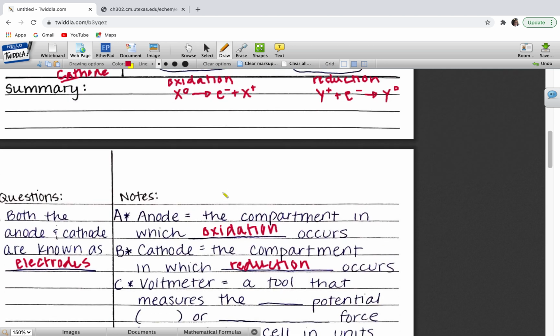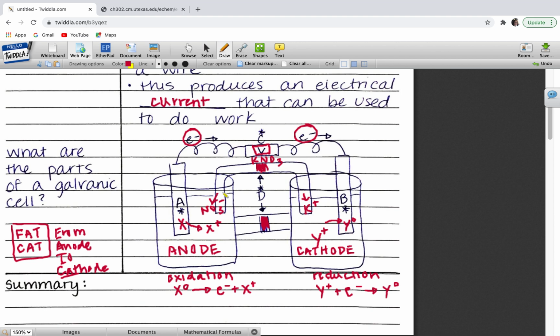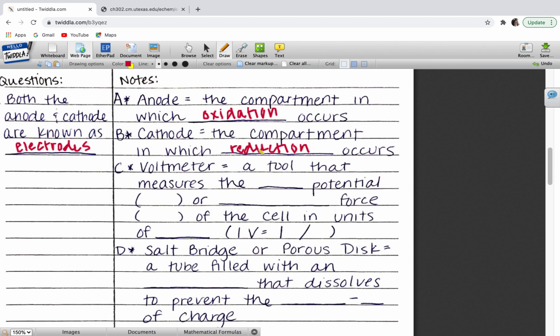Voltmeter, that's that little box up here, right? That's that guy up there with the V. There'd actually be a number on it measuring the electrical charge going on there. It is a tool that measures cell potential. That's what we call that charge, right? It's measuring the cell potential.